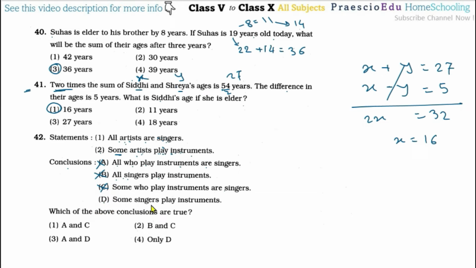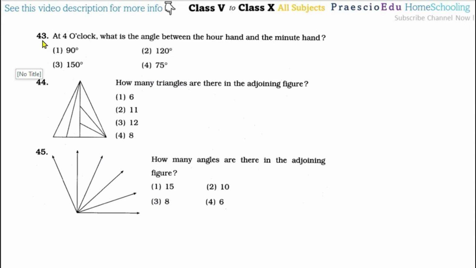Then D: some singers play instruments. Some singers are playing instruments. Yes, this is correct, because here some artists means some singers, we can say. So all artists are singers means all singers are artists also. So some artists means some singers play instruments. So some singers play instruments. Yeah, this is correct. So the question asks which of the above conclusions are true, so only D, option number 4, is correct. Then question number 43: at 4 o'clock, what is the angle between the hour and the minute hand?